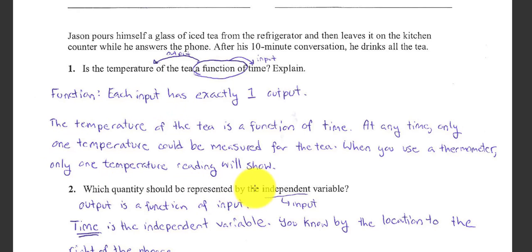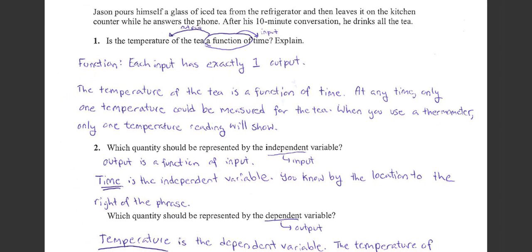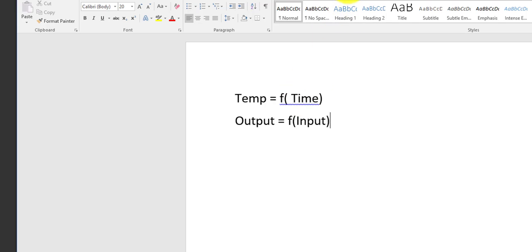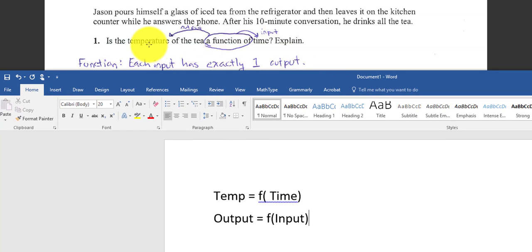Which quantity should be represented by the independent variable? Remember, independent variable is the input, okay? And I just took the liberty to jot something down here. Again, we were given temperature of the tea is a function of time. We said whatever comes after the words "function of" goes inside the parentheses of f. So we remember the output is always equal to f of the input. Since time is in the parentheses, the time is the input. The temperature is the output.